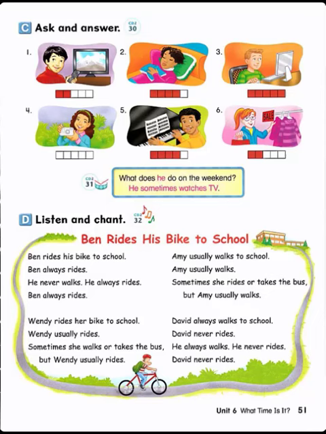Page 51. D. Listen and chant. Ben rides his bike to school. Ben always rides. He never walks, he always rides. Wendy rides her bike to school. Wendy usually rides. Sometimes she walks or takes the bus, but Wendy usually rides. Amy usually walks to school. Amy usually walks. Sometimes she rides or takes the bus, but Amy usually walks. David always walks to school. David never rides. He always walks.